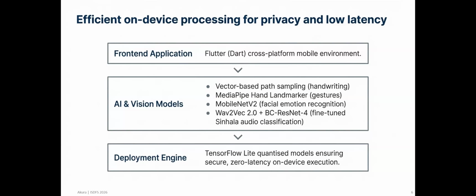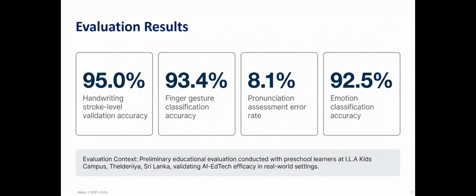Moving on to the evaluation results, we conducted component-level testing. The results were: for handwriting accuracy, we got 95%, 93.4% for gesture recognition, and the pronunciation error rate was 8.1%, and emotion classification got 92.5% accuracy. Also, we evaluated the system with preschool children by visiting preschools.